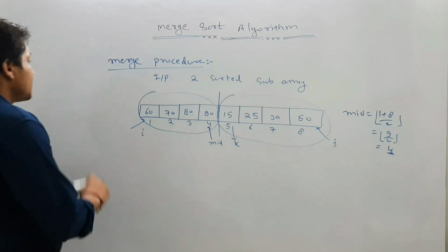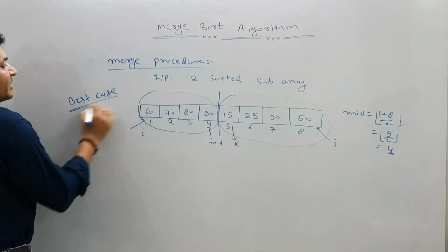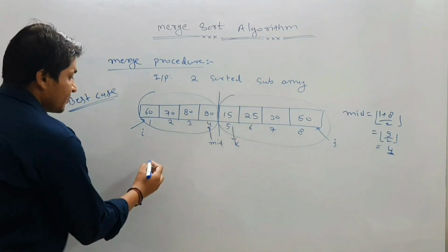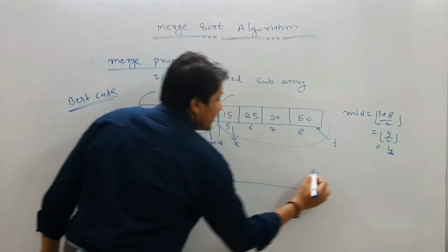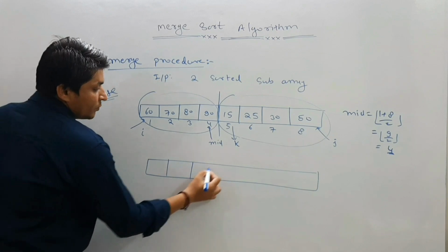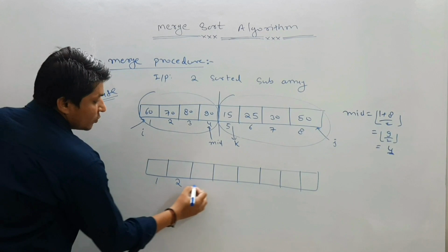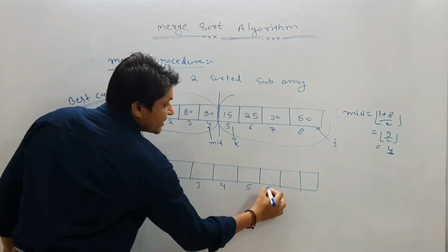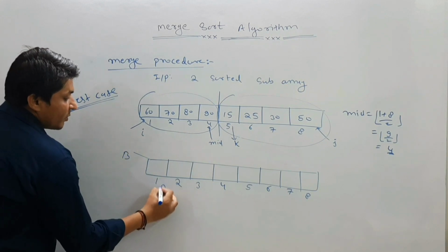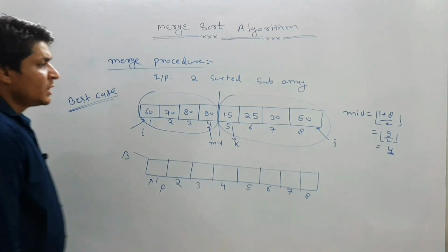Now I'm discussing the best case of merge sort. What is the meaning of best case? It means how many comparisons we will need in the best case. Let's suppose this is the array in which we need to merge these elements. Total 8 elements: 1, 2, 3, 4, 5, 6, 7, 8. The name of the array is, let's say, B, and p is the pointer pointing to index number 1.